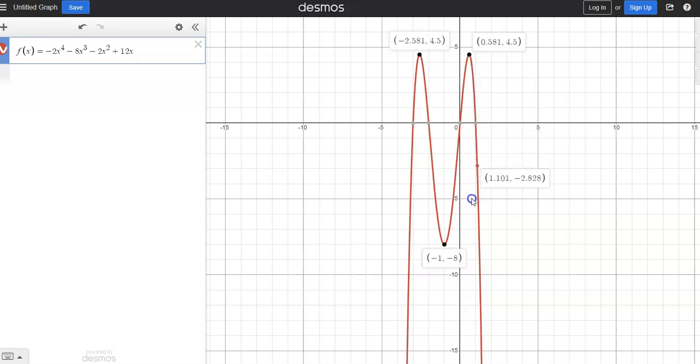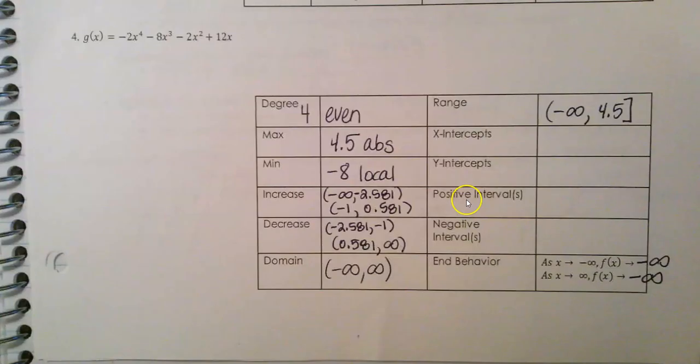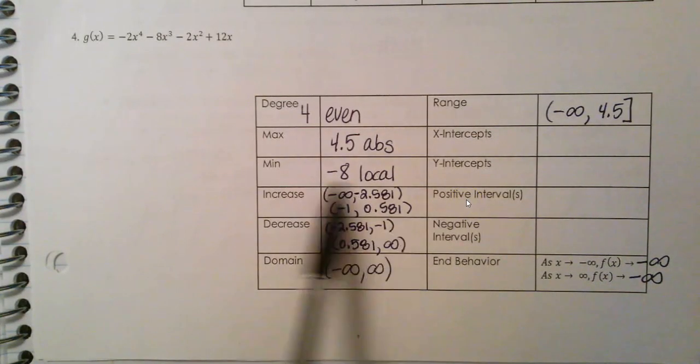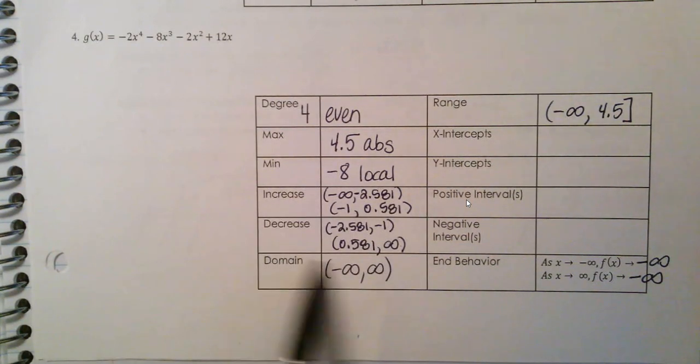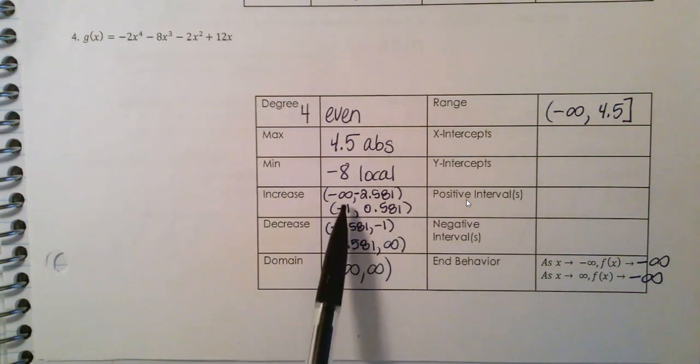And finally, from 0.581, going on forever. Oh, it was letting me trace it there for a second. These are going down, down, down. The y values are going down. So that is to negative infinity. Okay, so I need to jot these down. All right, so this is what those intervals of increase and decrease look like when I have them written out.